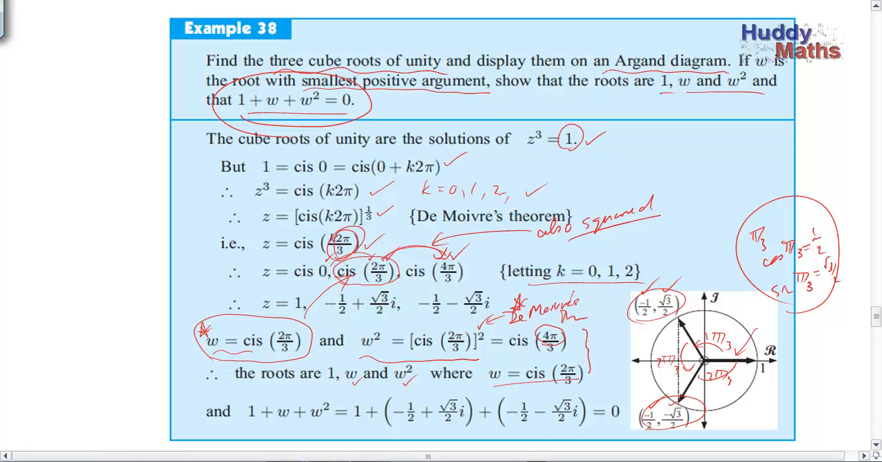Okay, and now we want to show that this comes to 0, so 1 plus omega, or you're adding complex numbers, we will use Cartesian form for that. And you can see how they cancel out, all the pieces cancel out here. Okay, and come to 0. All right, so that's an interesting result.